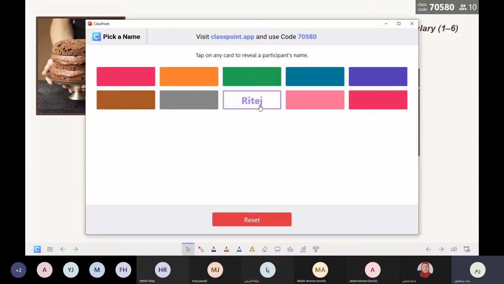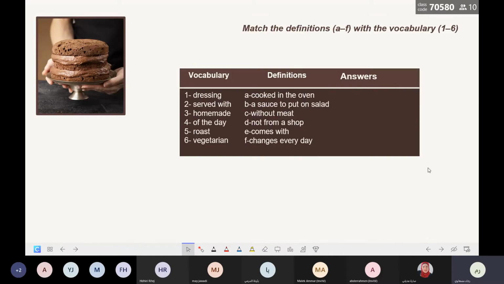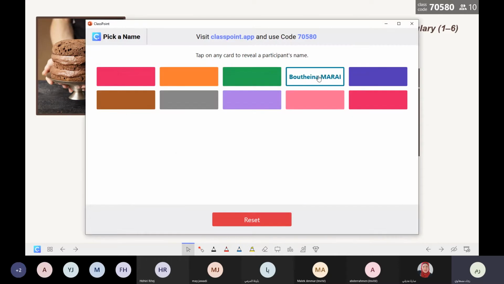Ritej, would you like to give me an answer? You choose any word. Yes, Ritej? If you are listening, you activate your mic, please. Okay, I will pick up someone else.